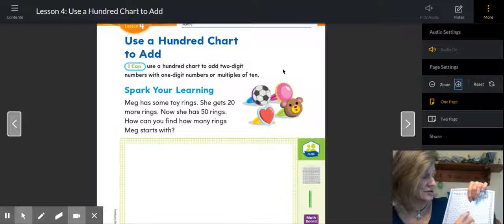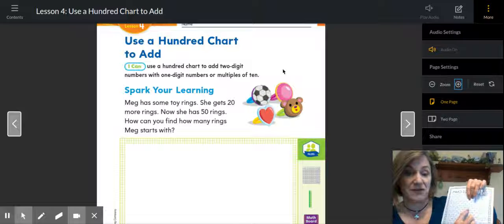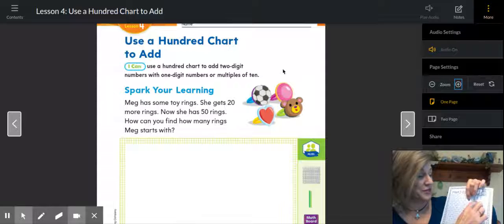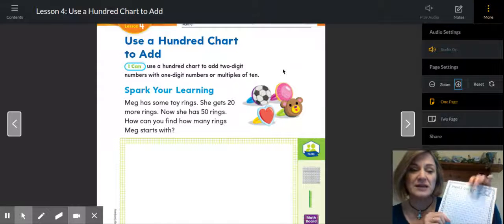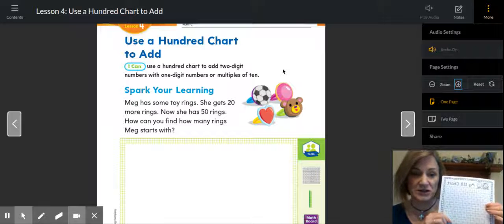So let's say I start at the number 35. If I'm counting by tens, I am going straight down. So this is counting by tens. 35, 45, 55, 65, 75, 85, 95. That's still counting by tens. Or 13, 23, 33, 43, 53. So really take a look at this hundreds chart and think about how it works. It's really a pretty cool thing.